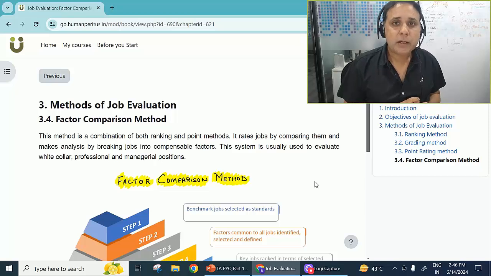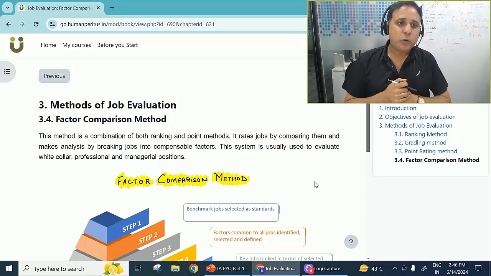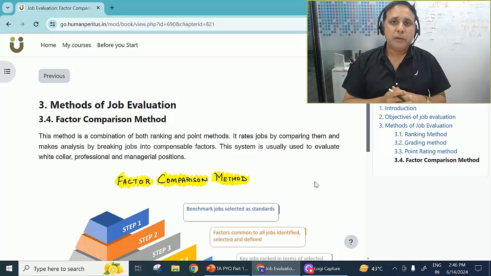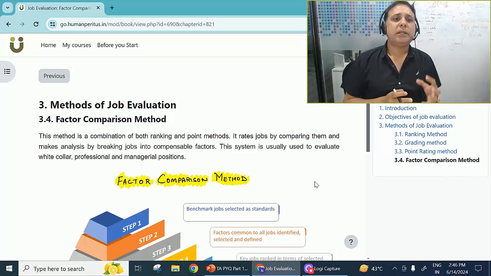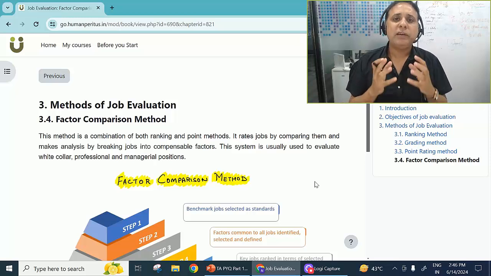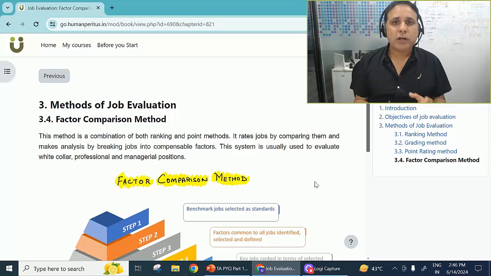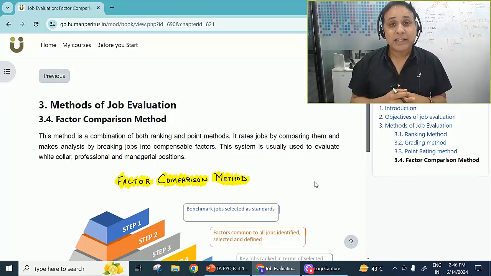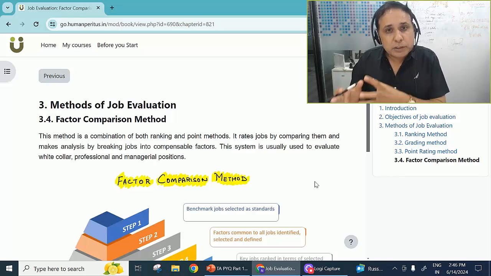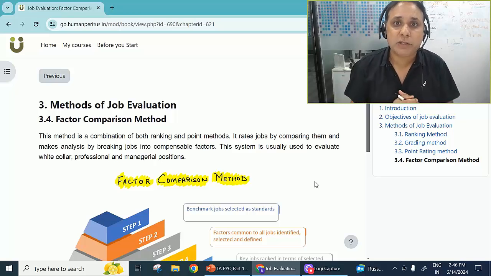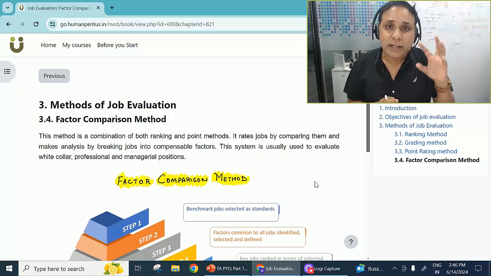Okay, so guys, welcome. We are trying to understand what is factor comparison method. Factor comparison method is a method of job evaluation. What is job evaluation? Job evaluation is nothing but what is the value of a job, or what is the worth of a job, or you can say how much money should be paid for a job in a firm to find the compensation.